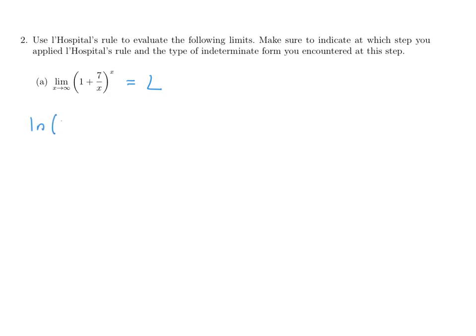This is the natural log of the limit is equal to the limit as x goes to infinity of the natural log of 1 plus 7 over x. This is all raised to the power of x. The reason for using the logarithm is because there's a property that says you can bring the x down front, and I'll do that next.